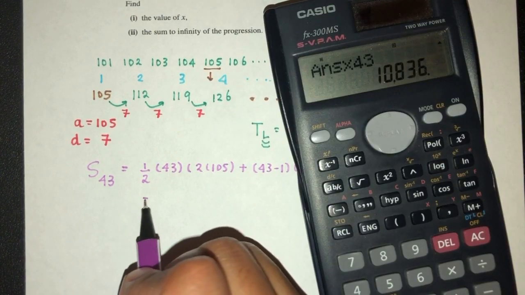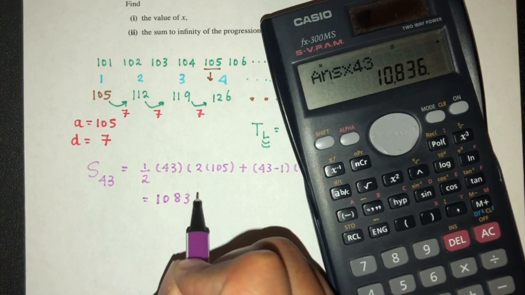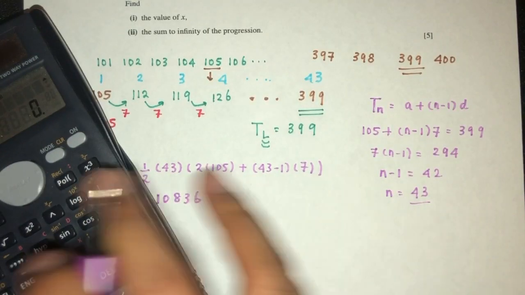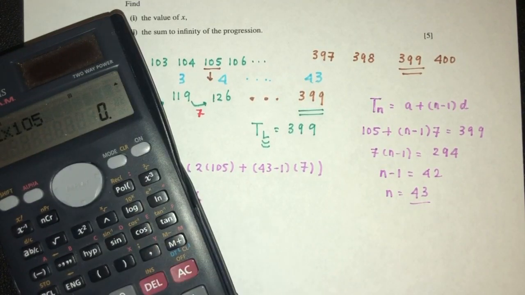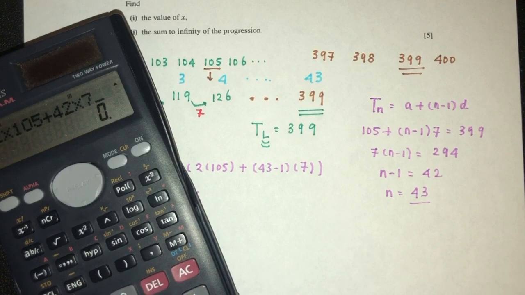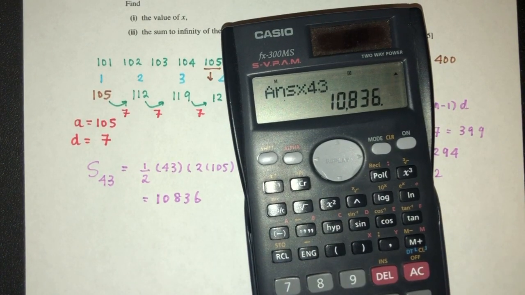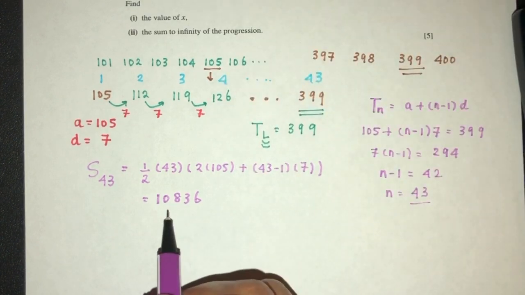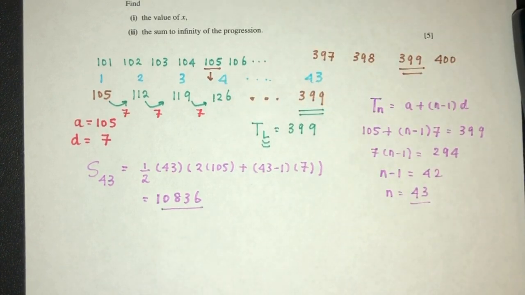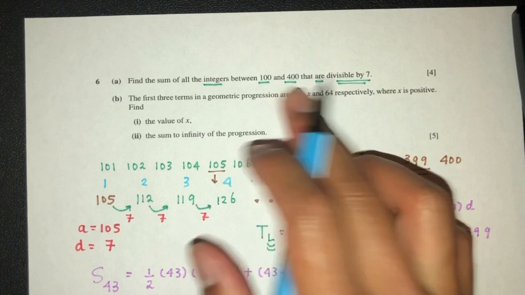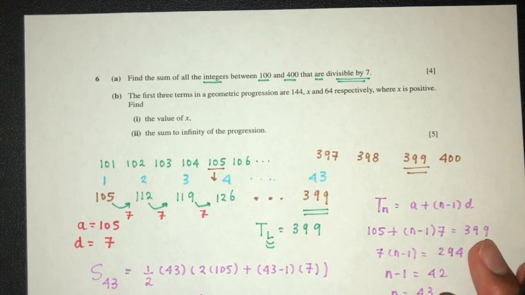That should be 10836. Let's try again. Begin from the inside: 2 times 105 plus 42 times 7, times a half, which is divided by 2, and times 43. That should be the same value. So this is the sum of all the terms between 100 and 400 that are divisible by 7. Let's move on to part B.